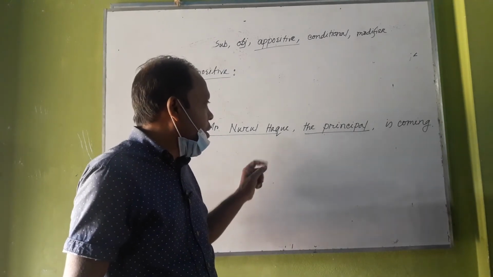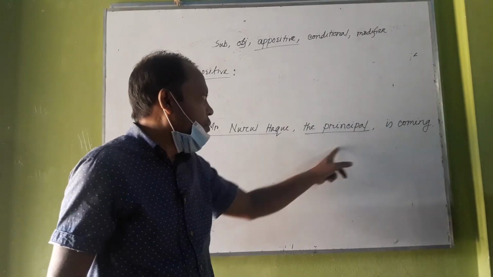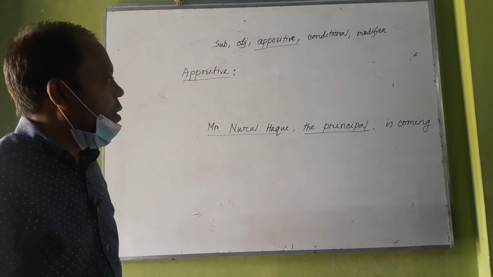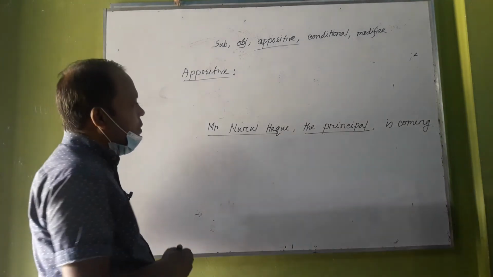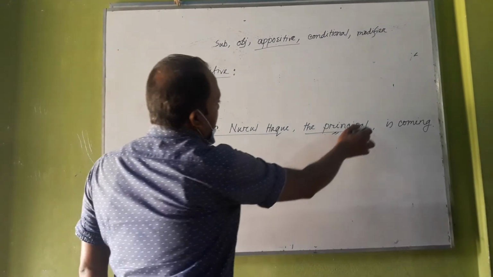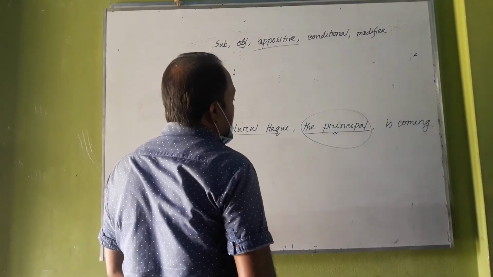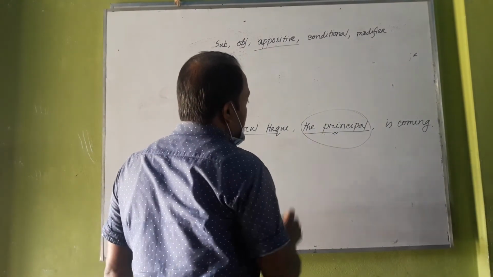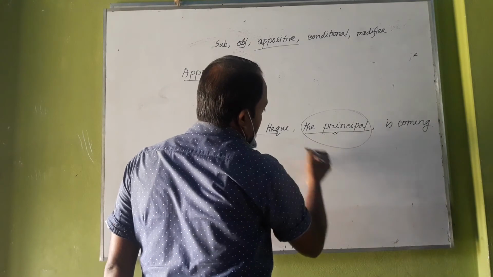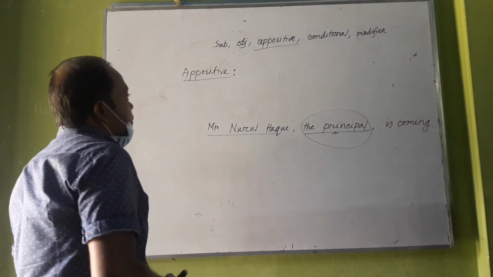But in this sentence, Mr. Nurul Haq, the principal, is coming. That means this word gives extra information about Mr. Nurul Haq, and the principal is the post of Mr. Nurul Haq. Here the principal is the appositive, and we should know that if the appositive stands after the subject, then we should use commas before the appositive and after the appositive. Okay.